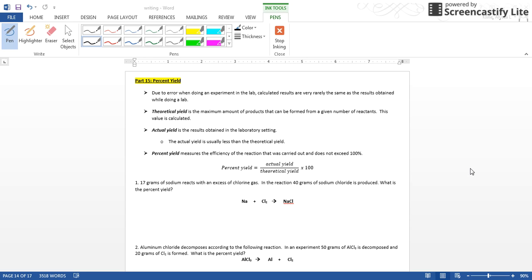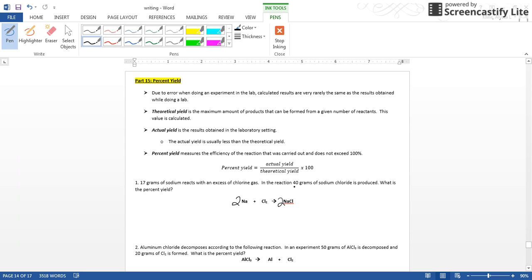So if we look at this first reaction here, we're going to calculate the percent yield. We know that we have 17 grams of sodium reacting with an excess of chlorine gas. In the reaction, 40 grams of sodium chloride is produced. What is the percent yield? First thing I'm going to do, just like we've been doing, is balance this reaction. So we need a 2 there and a 2 here. Now I'm going to identify in the problem what my theoretical yield is and what my actual yield is.